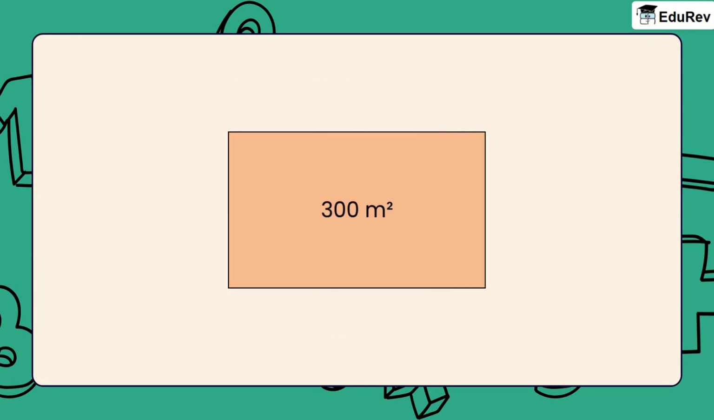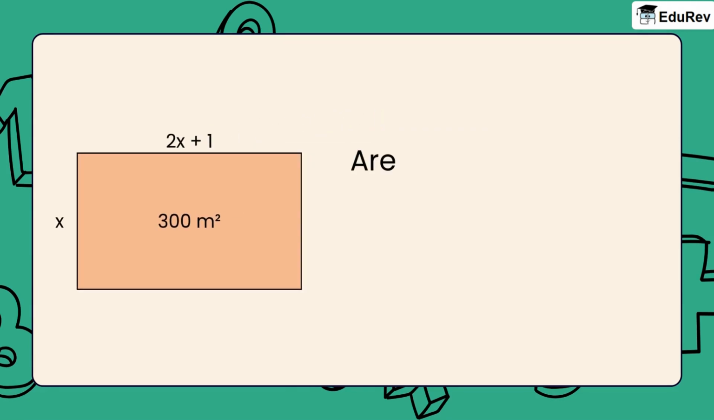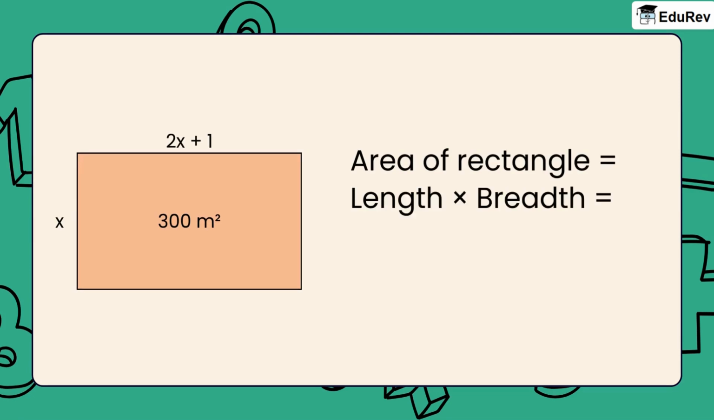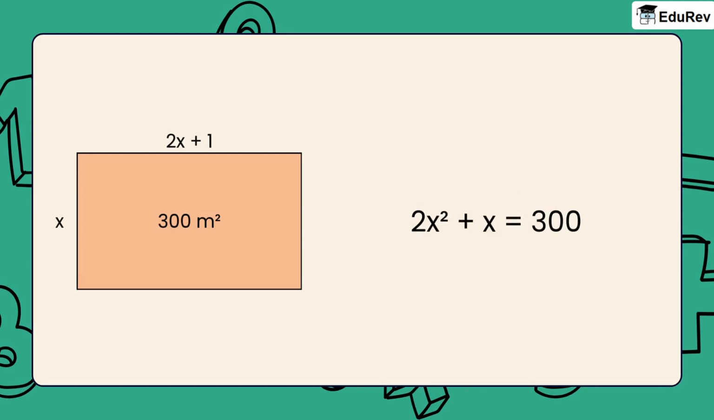Imagine you have a rectangle with area equal to 300 meters square and sides equal to 2x + 1 and x. Let's try to make an expression out of it. We all know the formula to calculate the area of a rectangle, which is length multiplied by breadth. So, here we get (2x + 1) multiplied by x. On multiplying, we get 2x² + x. Also, because we know that the area is equal to 300 meters square, we can write 2x² + x = 300 meters square.